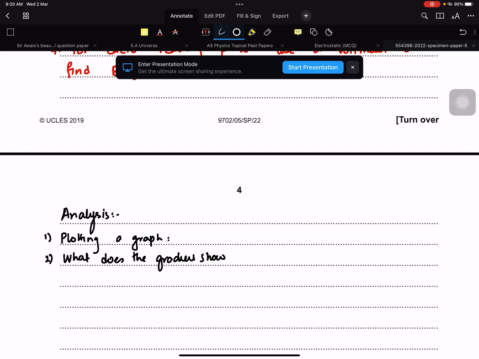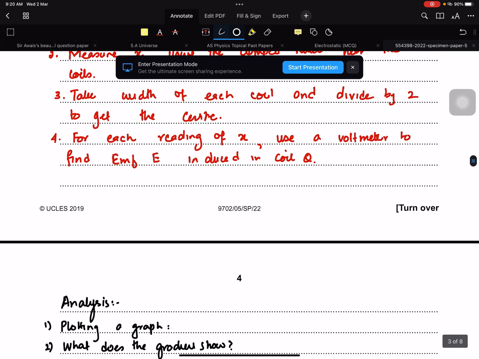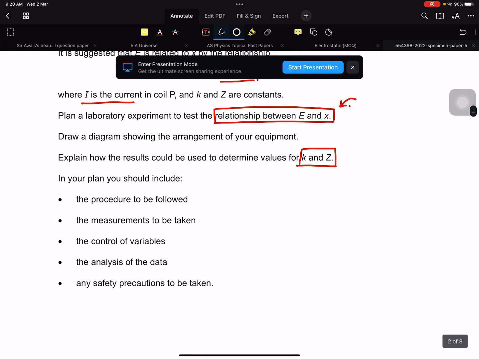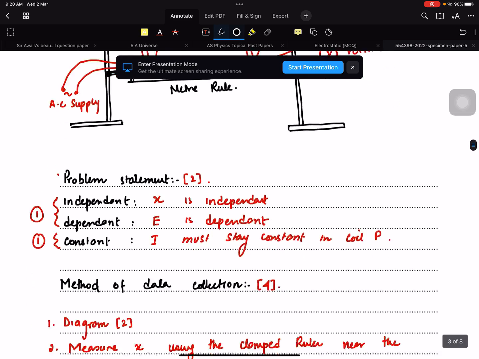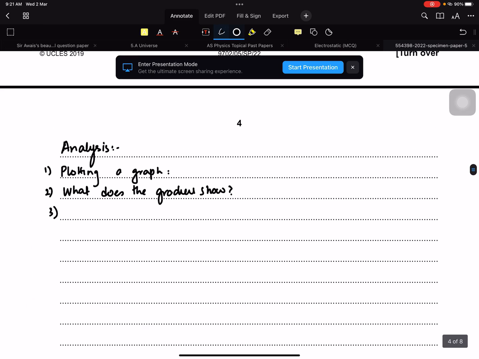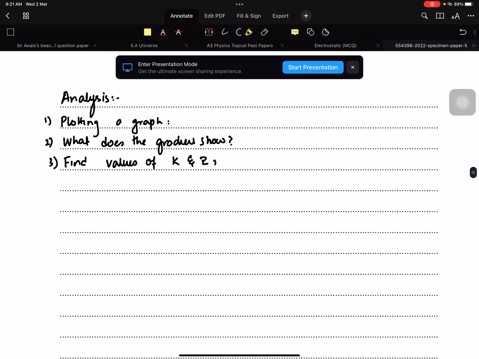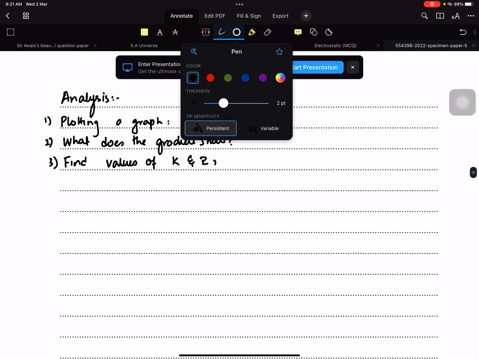And then you need to answer the question which he has asked, that is, explain how the results could be used to determine the values of K and Z. So you could say: find values of K and Z. So these are the 3 things that you need to answer in the analysis. Now let's check it out, and one by one let's do it.